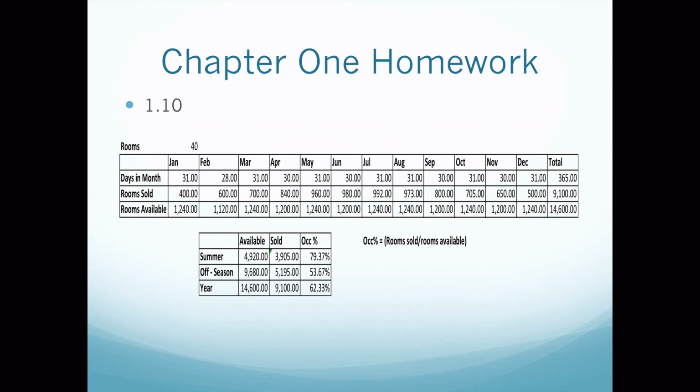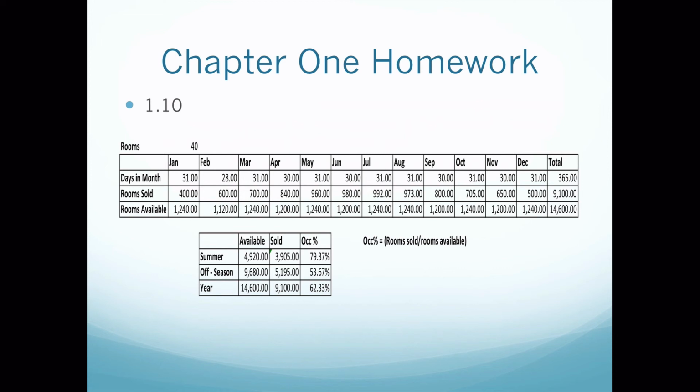And then the rooms sold and rooms available were given to you in the text, and I have them here on the spreadsheet. This assignment called for us to figure out the occupancy percentage for summer months, off-season, and year. I went ahead and totaled my rooms sold and my rooms available for the year and got 9,100 for rooms sold and 14,600 for rooms available. So the first thing I did is I put my year amount down, and I got 62.33%.